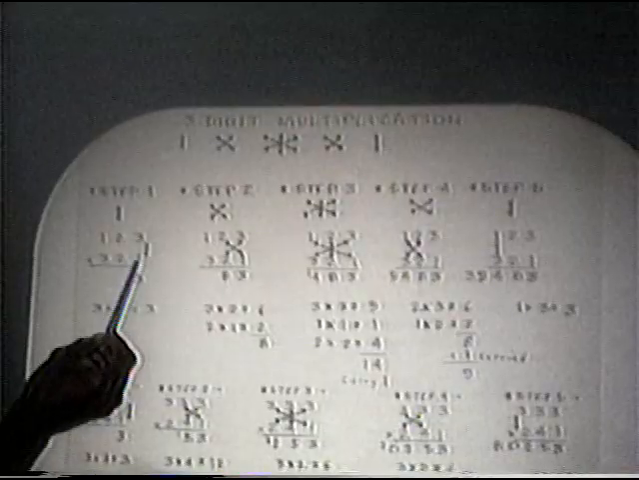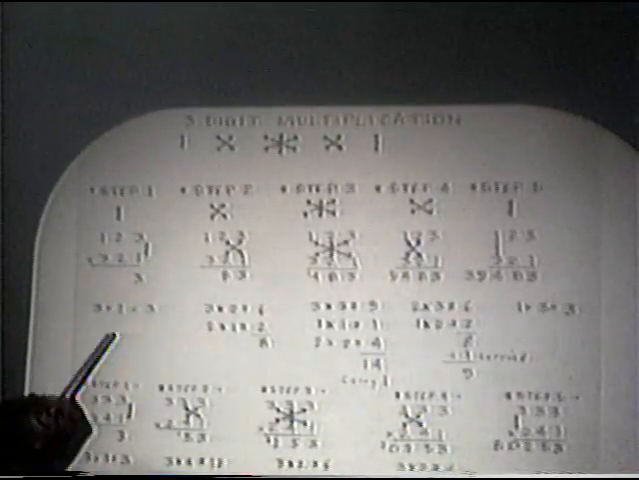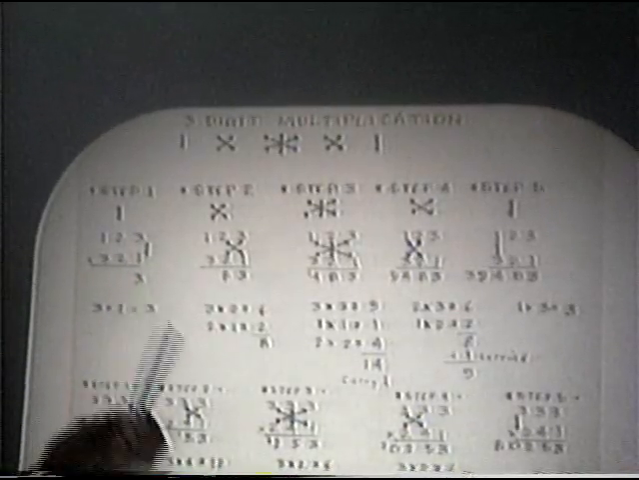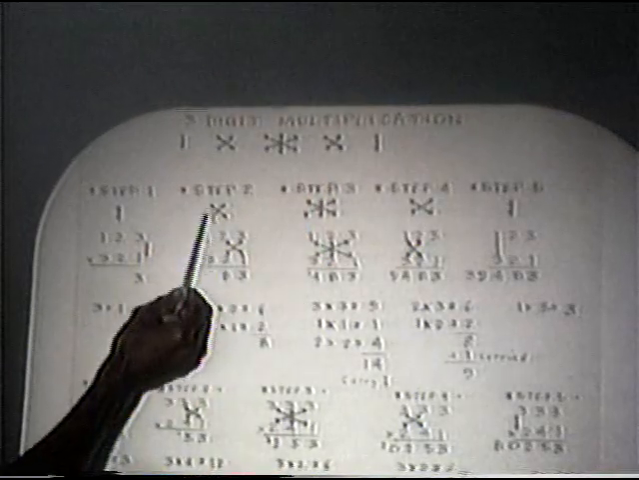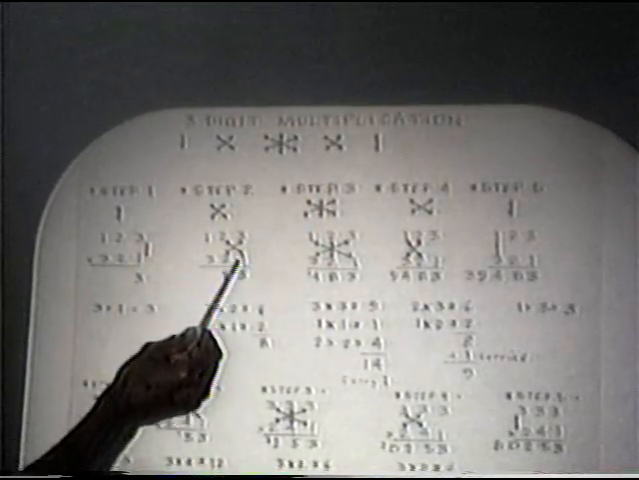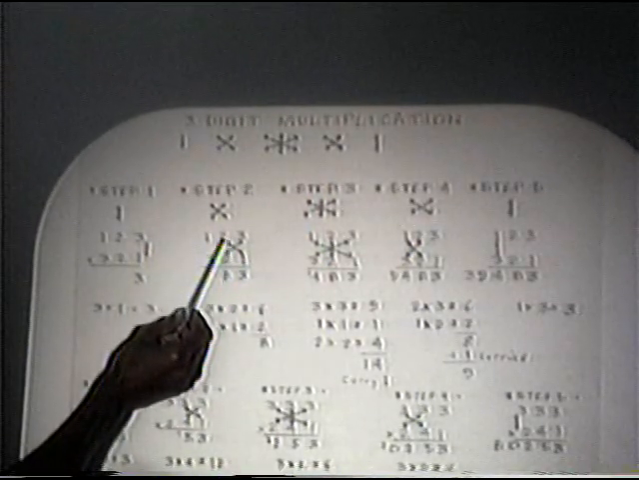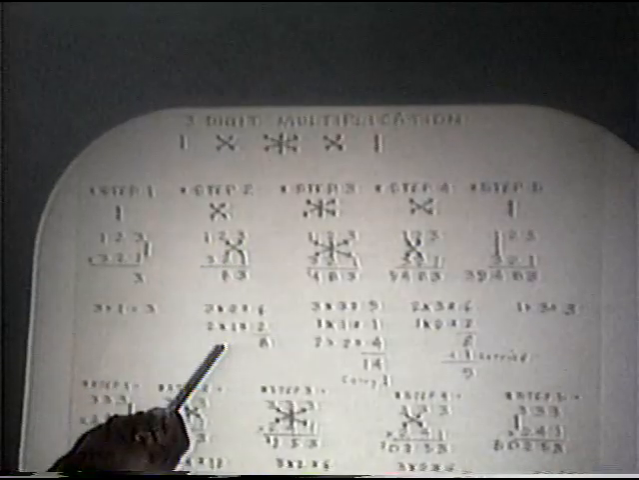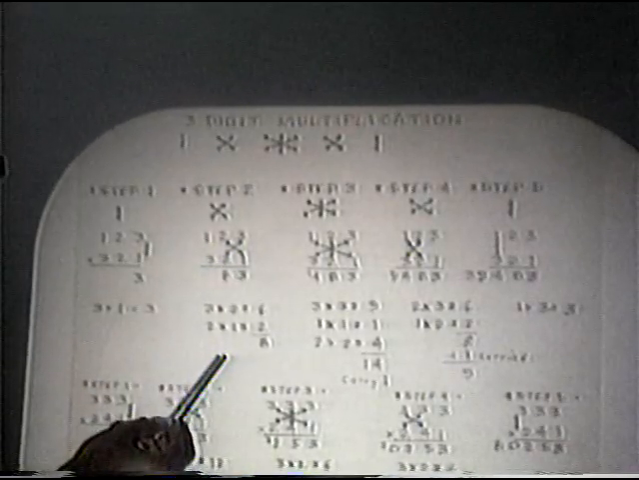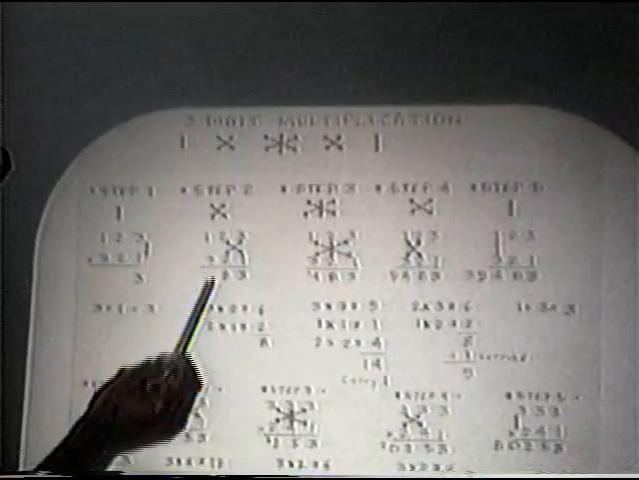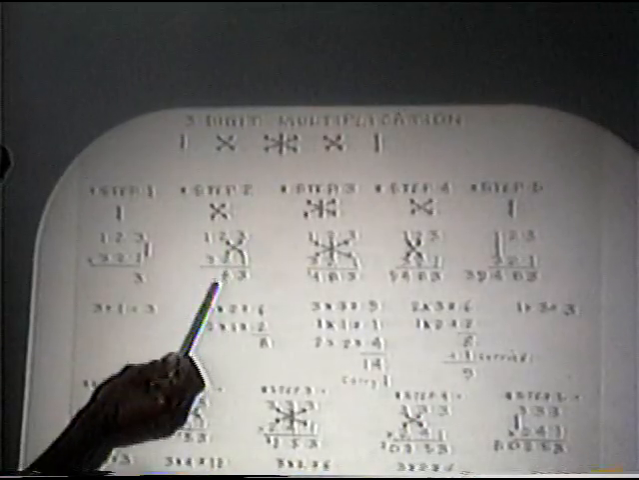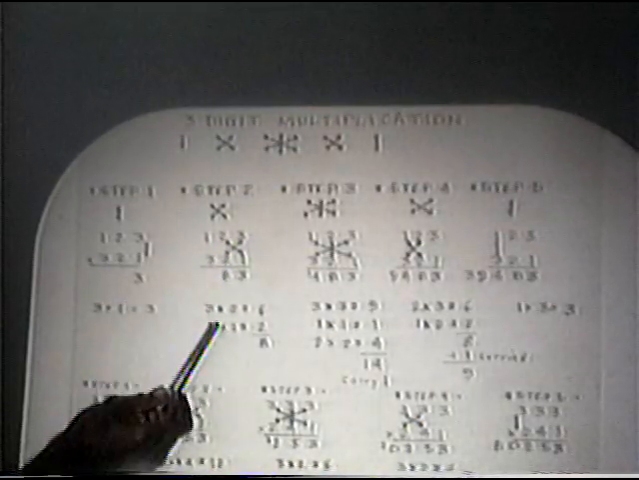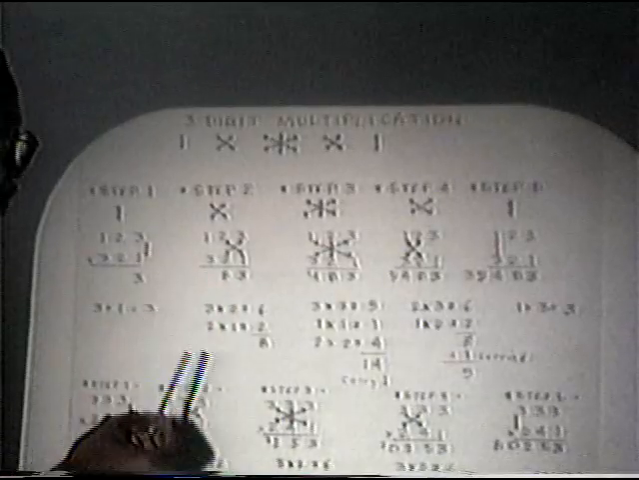We're multiplying 321 times 123. 1 times 3 is 3, so we bring that down. Now second step, remember, is cross multiplication. 1 times 2 and 2 times 3. 1 times 2 is 2, 2 times 3 is 6, 6 and 2 is 8. So we bring down now 8.